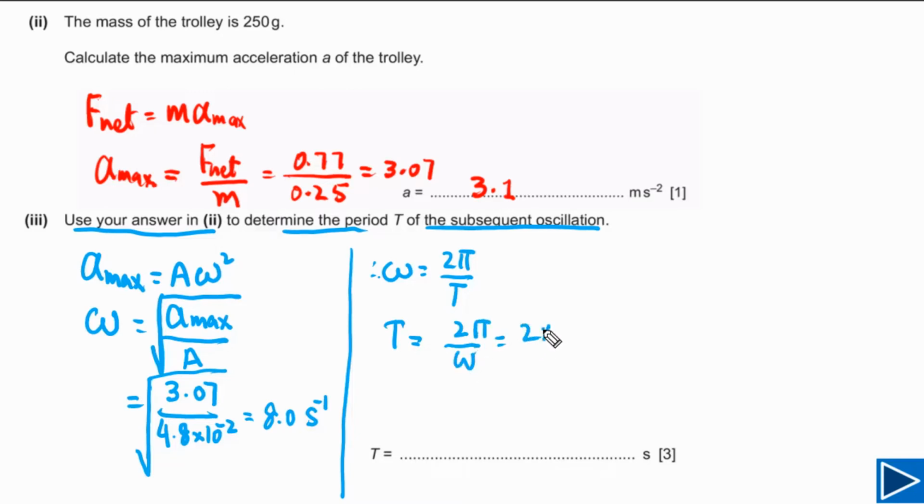So we have 2 and the value of pi is 3.142, and we need to divide by omega. Omega is 8. So our final answer in this case will be 0.78 seconds, and this is the final answer for this question.